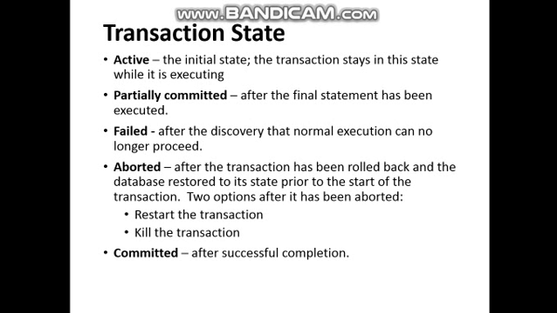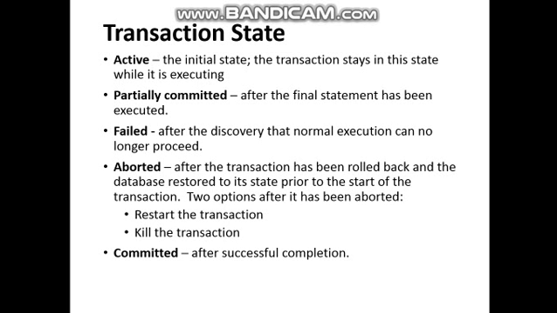Now the transaction states. There are 5 states. The first one is the active state. It is the initial state. The transaction stays in this state while it is executing. So it is a kind of initialization of any transaction. The next state is partially committed. After the final statement has been executed, the transaction goes into the partially committed state.